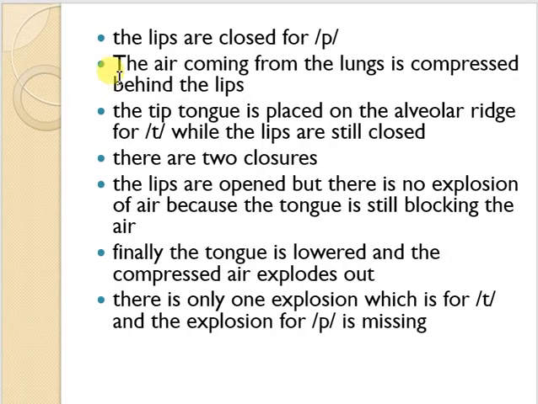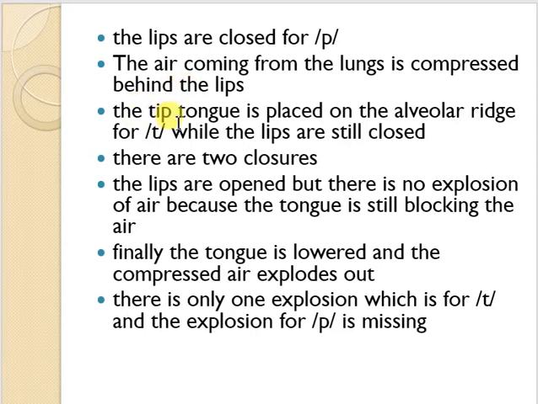ايش راح يصير عندنا؟ The mechanism is that first of all we have the two lips are closed. Why the two lips are closed? Because we have the position for the sound p. تمام؟ بالبداية الشفاه تنغلق. The air coming from the lungs is compressed behind the lips. طبعا الهواء ينحبس. وين ينحبس؟ behind the lips، لأنه من نريد نلفظ صوت الب نغلق الشفاه.